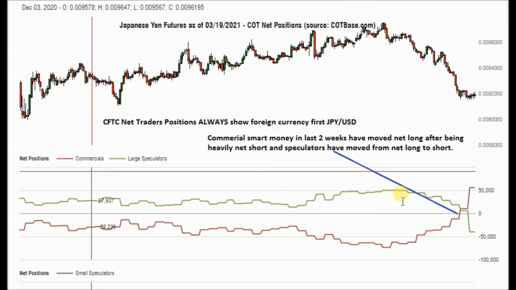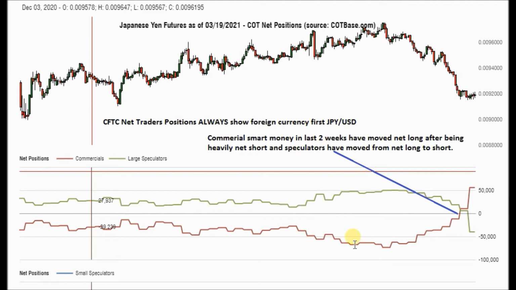Now, in terms of the chart, what you'll see here, where I've got my cursor, is speculators are heavily long the Japanese yen, commercial smart money is heavily short, and we see the move in favor of the commercials. But the commercials, you can see they're covering shorts, they cross over along here, and last week they really piled in the longs as the price stalled. Speculators do the opposite. They are now basically going short the yen.